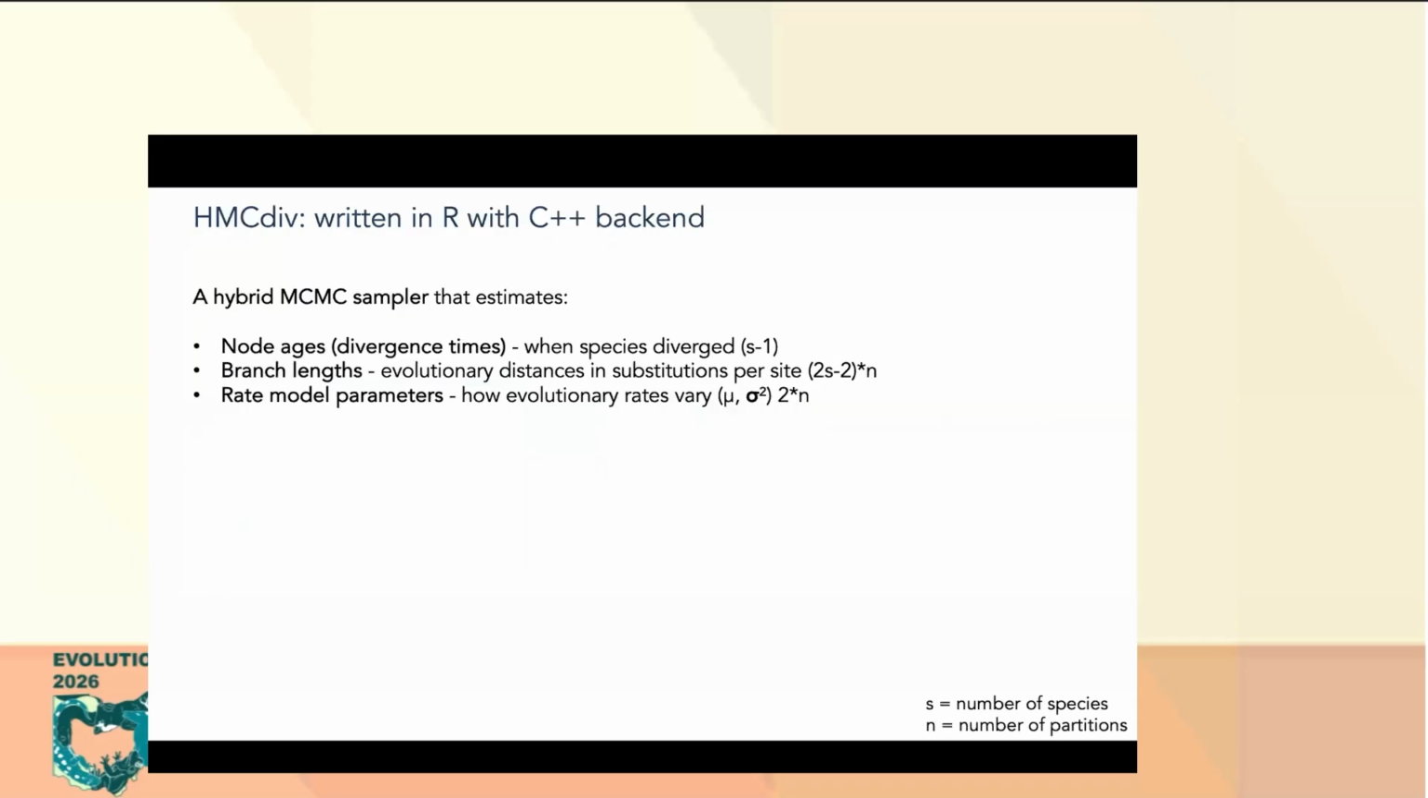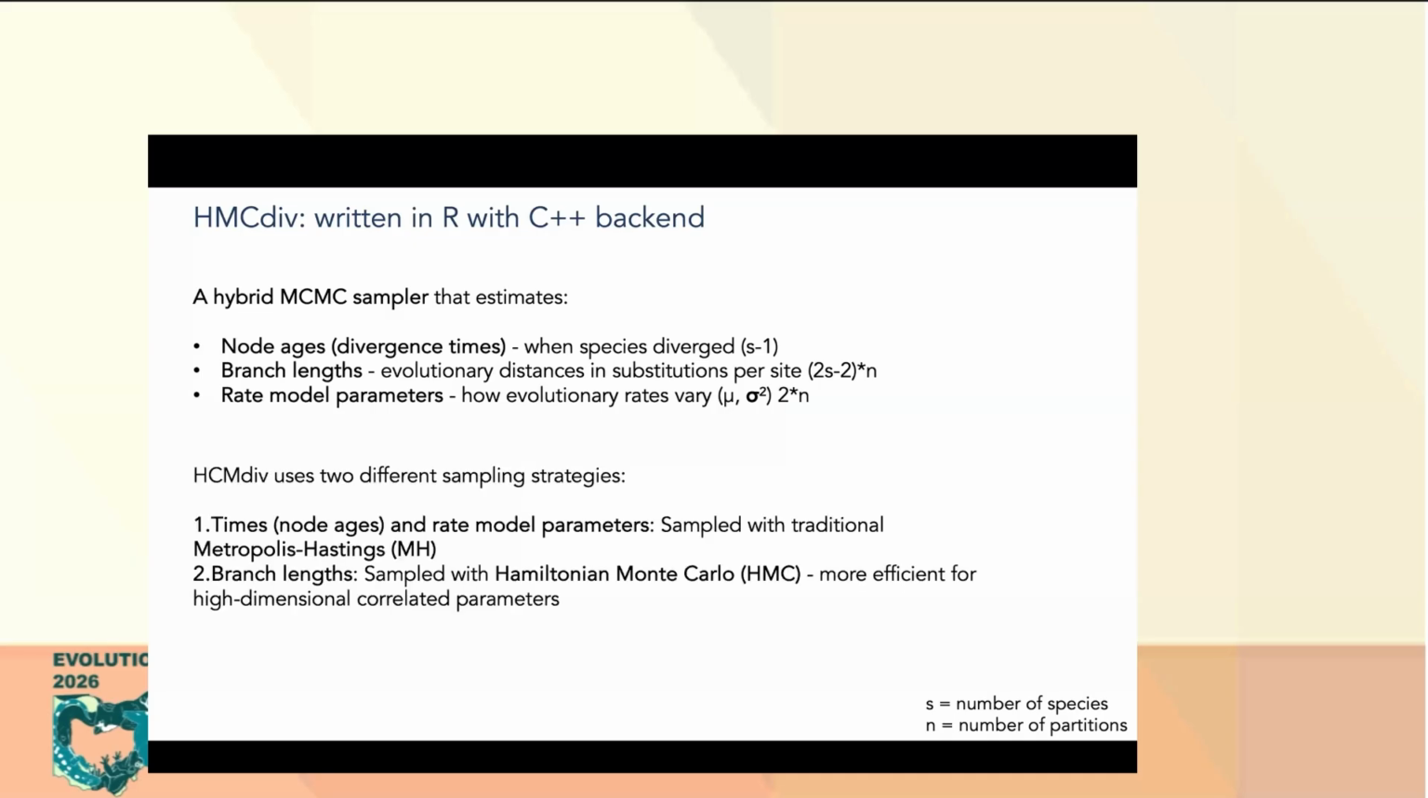Essentially, this was the concept that we wanted to use. So we developed HMC div, which is an R package with a C++ backend, and it's a hybrid MCMC sampler that allows us to sample our node ages, our branch lengths, and our rate model parameters. So it's on a fixed tree, basically doing divergence time estimation. But we use two different sampling strategies. For node ages and the rate and clock model parameters, we use a traditional Metropolis Hastings. But for branch lengths, we use the Hamiltonian Monte Carlo sampler for more efficient sampling. And this also allows us to update all parameters in each step.